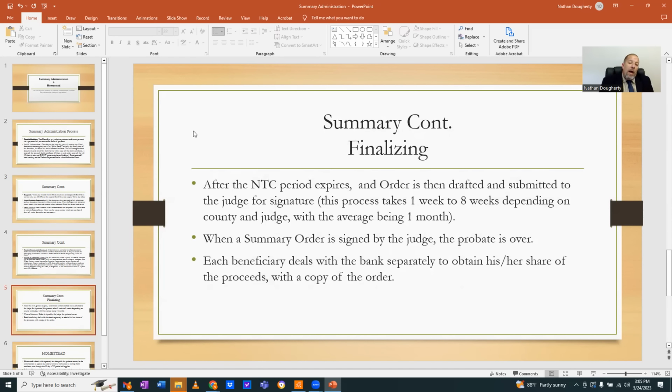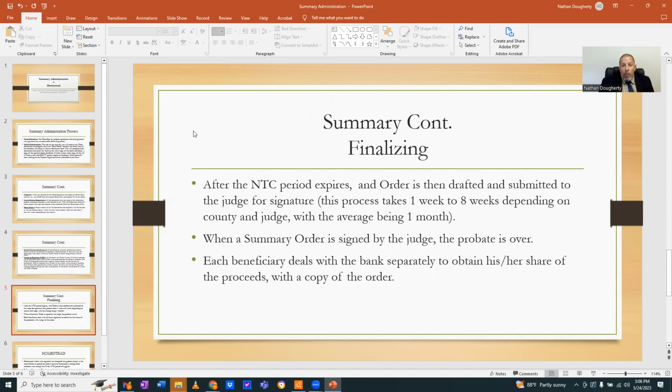Now, after the notice to creditor period expires, 90 days have gone, we're on the 91st day. And that's when an order is then drafted and submitted to the judge for signature. Now, waiting for the judge's signature usually takes anywhere from a week to 8 weeks, depending on the county and depending on the judge. The average wait time is about a month. Some counties do take longer, and they take up to 2 months. Other counties are actually quicker. But like I said, the average wait time is 1 month.